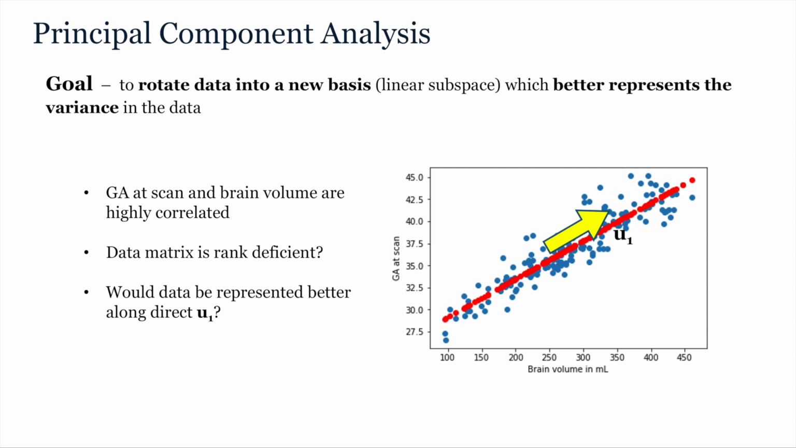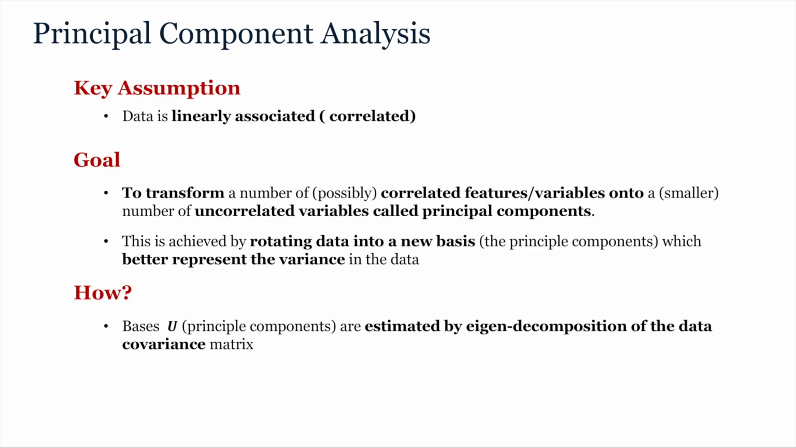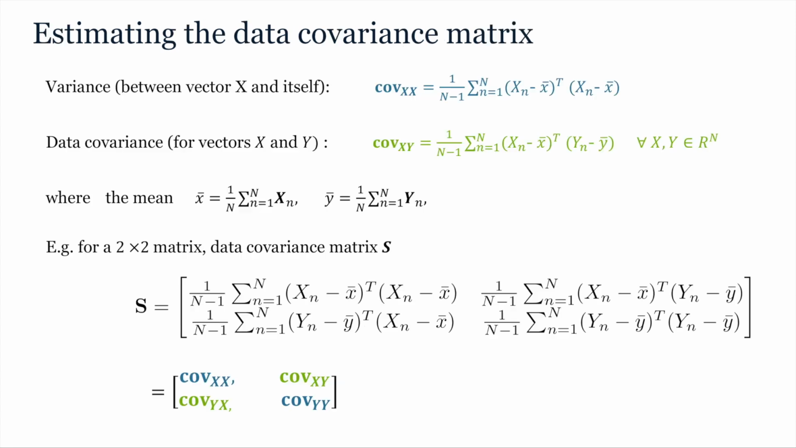This property will be reflected by the fact that our data matrix will be singular or rank deficient. PCA is therefore asking the question of whether data would be better represented by a single feature U1 which combines these two features into a new rotated basis. The goal of PCA, therefore, is to find the axes which summarize the variance properties of the data, and through this represent data in a new and reduced set of coordinate vectors in which our features will be uncorrelated. This new basis U is estimated through eigendecomposition of the data covariance matrix.